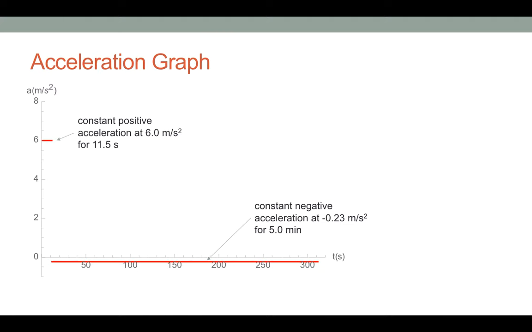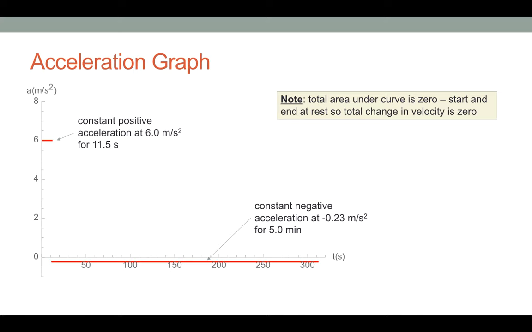First graph is very simple. It's the acceleration graph because it's constant. And we have a constant acceleration of 6 for the first period and a constant acceleration of minus 0.23 meters per second squared. And the graph is just 2 straight horizontal lines. Question, however, is what is the total area under this graph and what does it mean? And the little box will open up and I want you to write a short description as to what the area means and what the value for that area is.